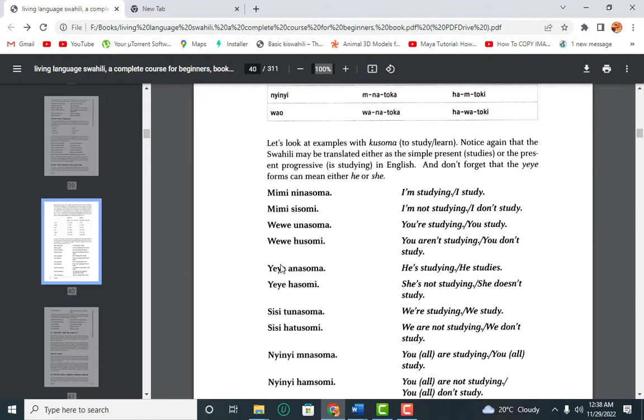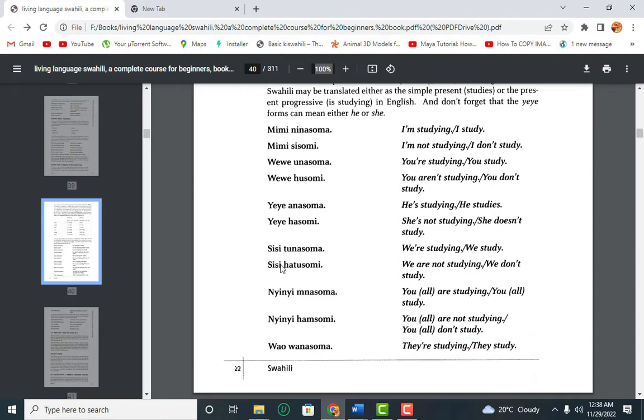Notice again that the Swahili may be translated either as a simple present, he studies, or the present progressive, is studying, in English. And don't forget that the yeye forms can mean either he or she. Example, mimi ninasoma, which means I'm studying or I study. The next one, which is the negative, mimi sisomi, which means I'm not studying or I don't study.